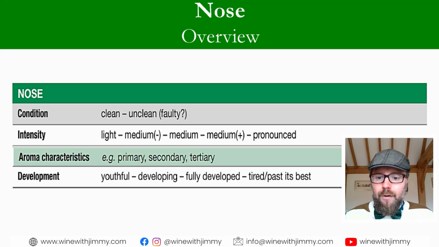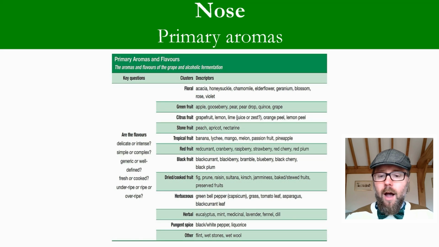Here is the overview of the nose, which we have previously looked at. In the last video, I talked about the condition and intensity. I have now highlighted in green the aroma characteristics that I'll be talking about in this video and the next 2 videos. I break these down into the primary aromas, the secondary aromas, and the tertiary aromas. Development will be tackled last in this series. So what are primary aromas? There's the primary list for the systematic approach to tasting.